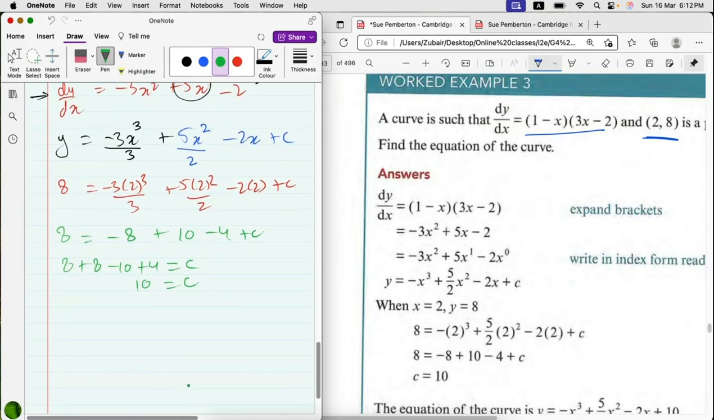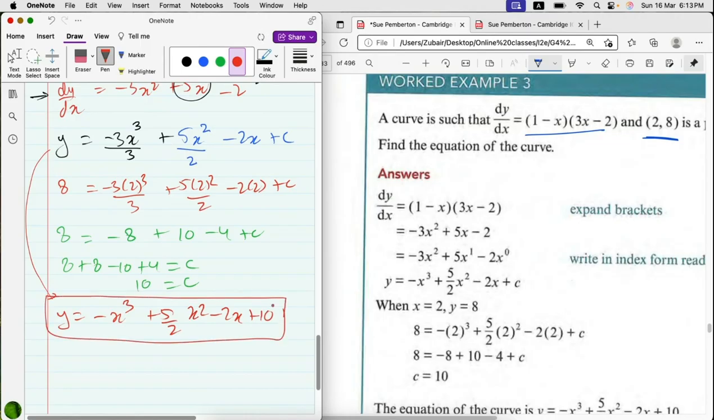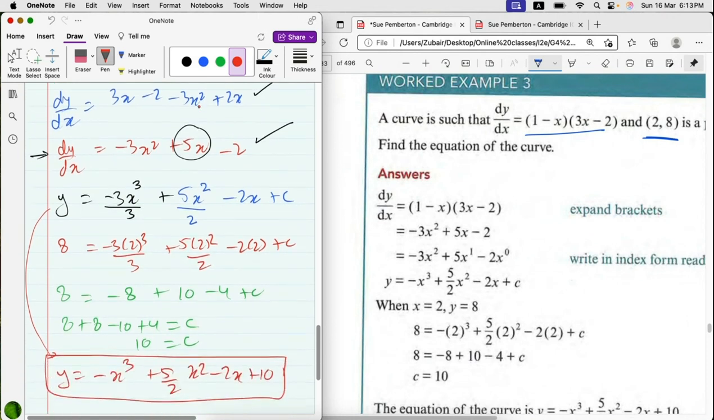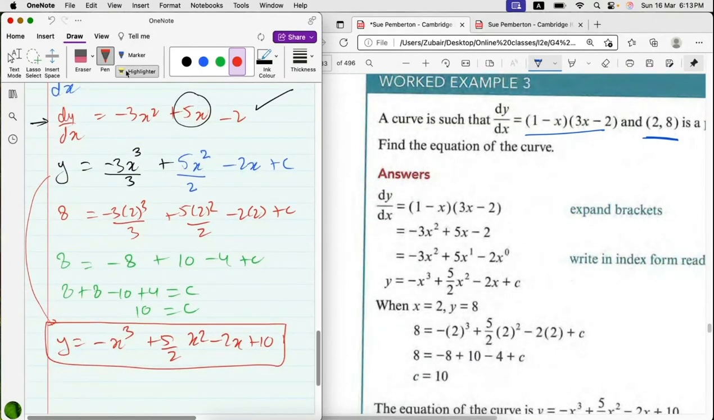So when we get c, we rewrite the equation. y is equal to minus 3 by 3, which should be simplified, minus x cube plus 5 by 2 x square minus 2x plus 10. So this is actually the equation whose derivative is the one at the top, the simplified one. Let me just highlight them. When we integrate this, we get this equation back. If we differentiate it, we get the exact derivative back.